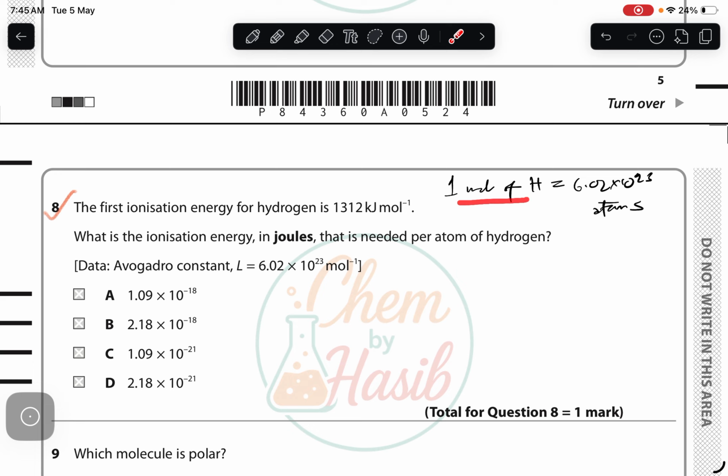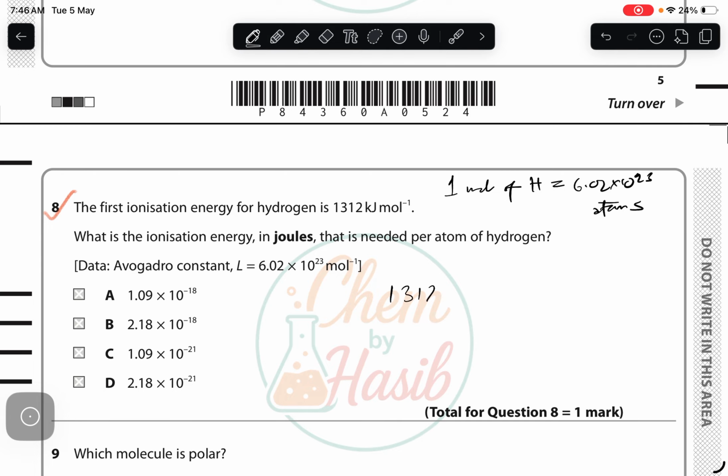So if you have 1 mole of hydrogen, the energy required for first ionization is 1312. Now 1 mole of hydrogen is equivalent to 6.02 into 10 to the power 23 atoms, right? For this number of atoms, you need this much energy. So for 1 atom, how much energy would be required? For 1 atom, you must divide this energy by the number of atoms.